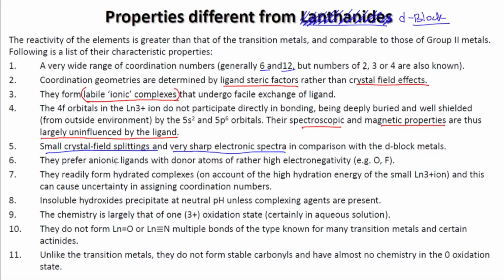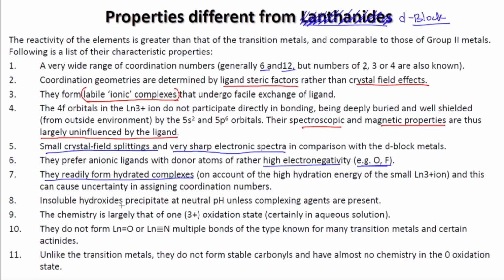The next thing is that they prefer ionic ligands with donor atoms of high electronegativity. So they react with those donor atoms which have high electronegativity, whereas D block elements react with those ligands also which do not have high electronegativity, like your carbonyl ligand. These are ligands which don't have much electronegativity, yet they react with the D block elements. They readily form hydrated complexes, we have seen that, on account of high hydration energy of lanthanides, and this can cause uncertainty in assigning the coordination number. So the coordination number is basically a part of your steric factor.